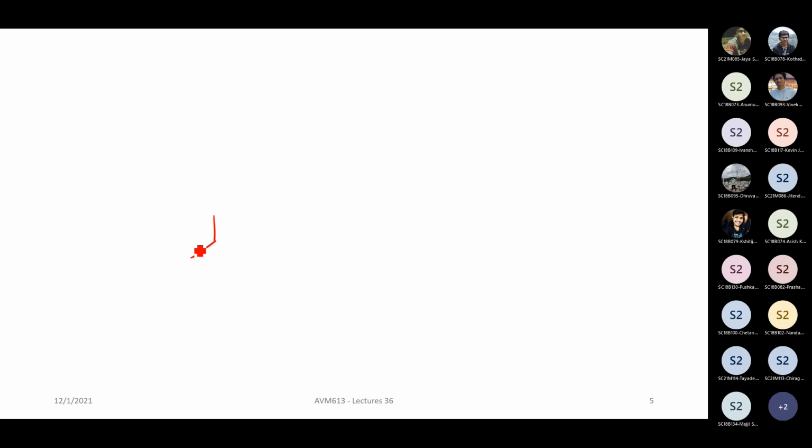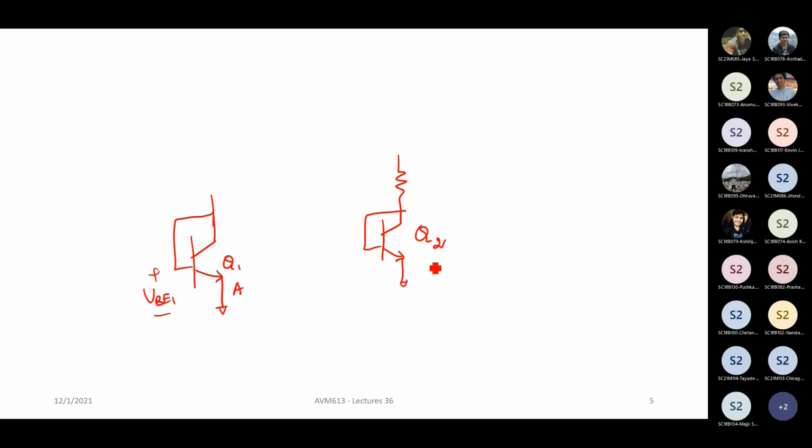Now, to address all these three things, let us come up with a very simple solution. Okay. Now, let us look at the problem like this, right? We have a diode or one BJT. This is VBE1. This is Q1 with an area of A. We have one more branch, which is a diode-connected transistor with an area of some N times A.